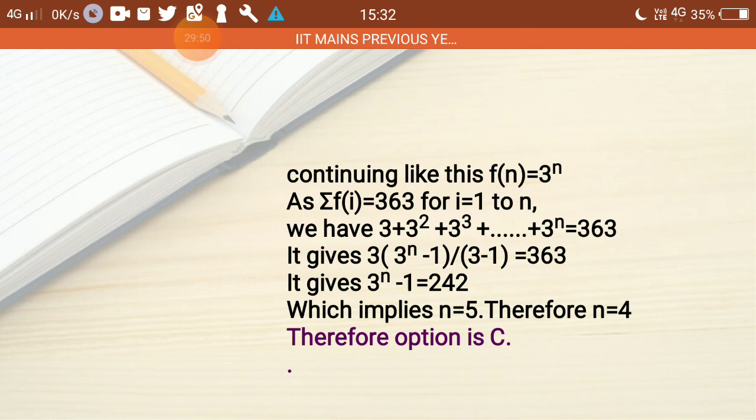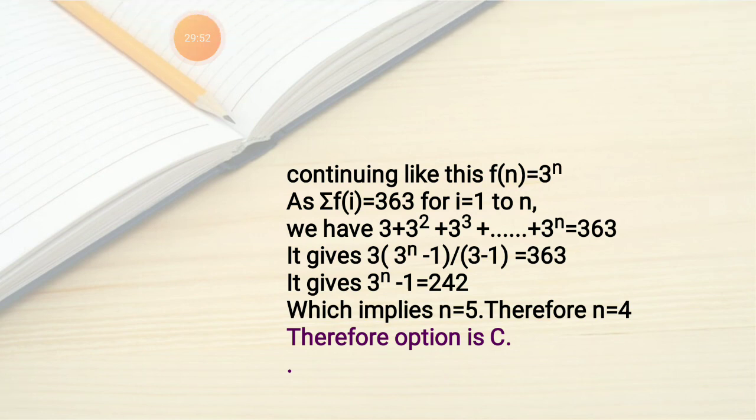3 is first term, 3 square second term, 3 cube third term, 3 power n is nth term. So sum of n terms, a into r power n minus 1 by r minus 1. So a means 3, r means 3, 3 into 3 power n minus 1 by 3 minus 1, equals 363. So 3 power n minus 1 by 2 is 121. 3 power n minus 1 is 242. So 3 power n is 243, 3 power n is 3 power 5, n equal 5. So little bit confused, no problem. There are n terms only.